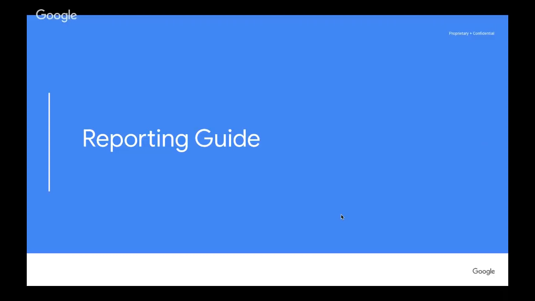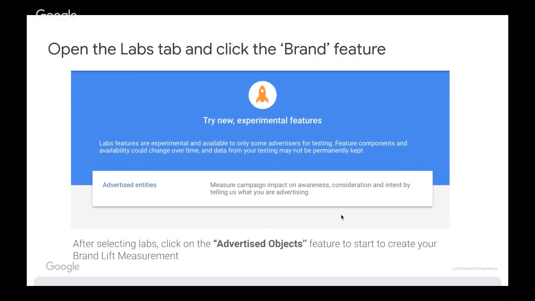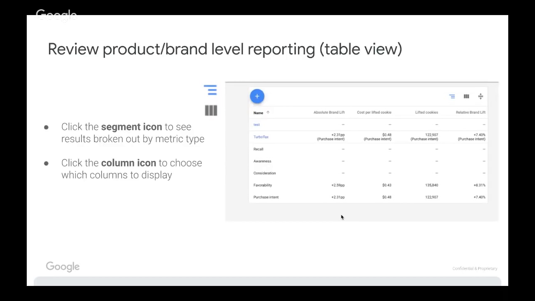And now to the reporting. Cool. Thanks very much, Richard. Now to reporting. As Richard said, in the Labs tab in the bottom left-hand corner of Google Ads, you'll be able to see the advertised entities piece. This is our brand lift piece, or lift measurement as it is now referred to.